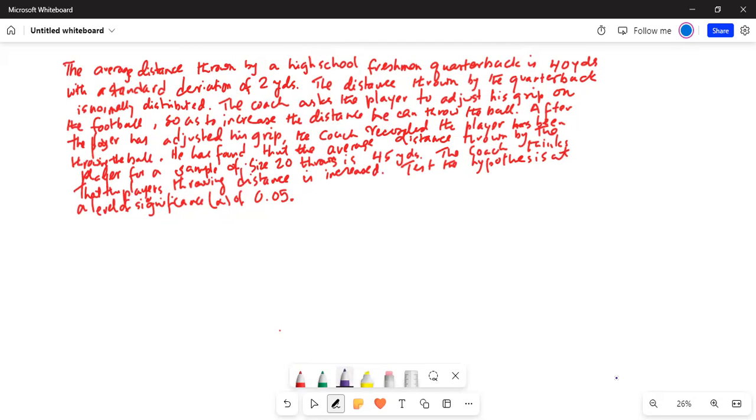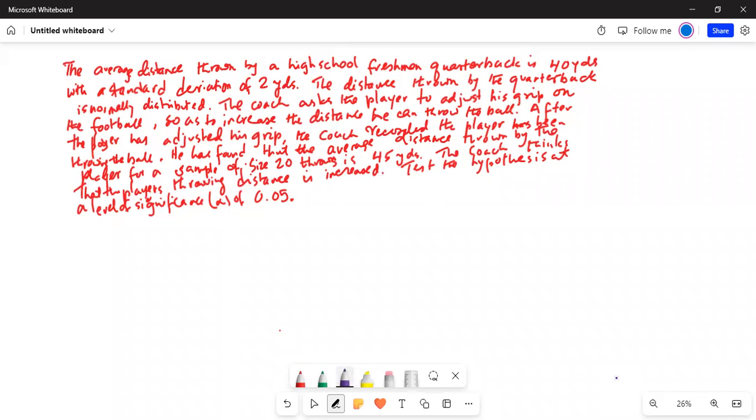Recorded the distance the player has been throwing the ball. He has found that the average distance thrown by the player for a sample of size 20 throws is 45 yards. So he changes his grip on the football and increases his throw for a sample of 20 with an average of 45 yards. The coach thinks that the player's throwing distance is increased. Test the hypothesis at a level of significance alpha equal to 0.05.